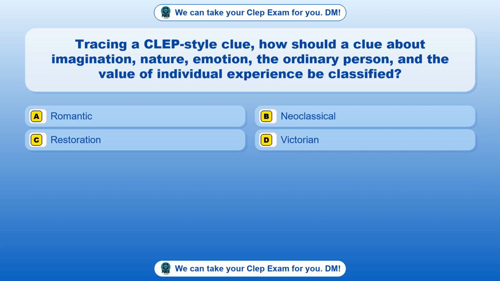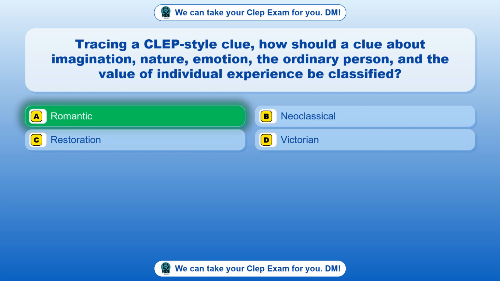Question 5. Tracing a CLEP-style clue, how should a clue about imagination, nature, emotion, the ordinary person, and the value of individual experience be classified? Option A. Romantic. Option B. Neoclassical. Option C. Restoration. Option D. Victorian. The correct answer is option A.